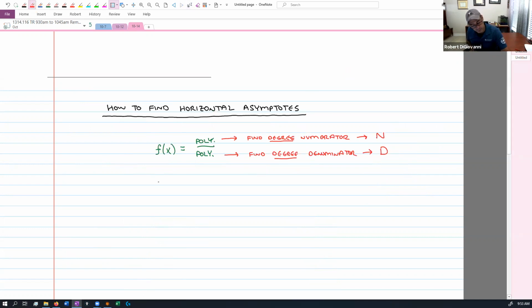So here we go. If capital N is smaller than D, then y equals 0 is your horizontal asymptote. Now, keep in mind what y equals 0 means, because right now you're like, what? y equals 0? What is that?